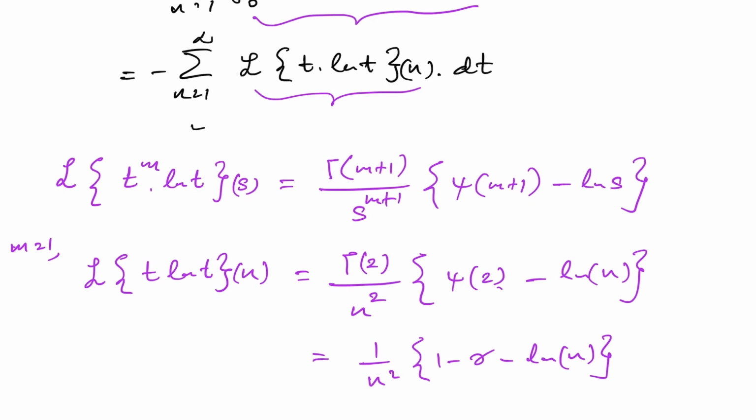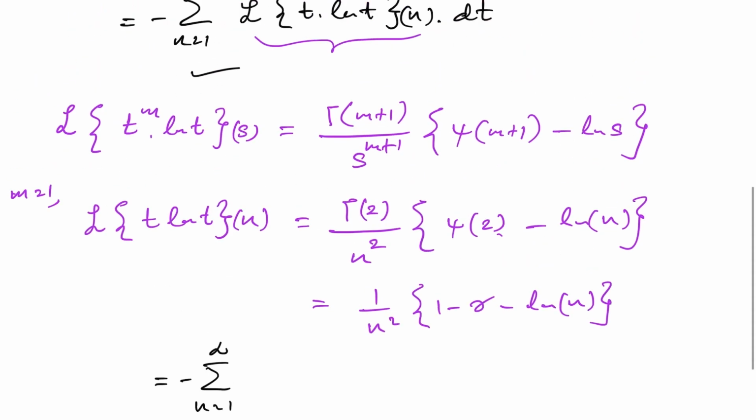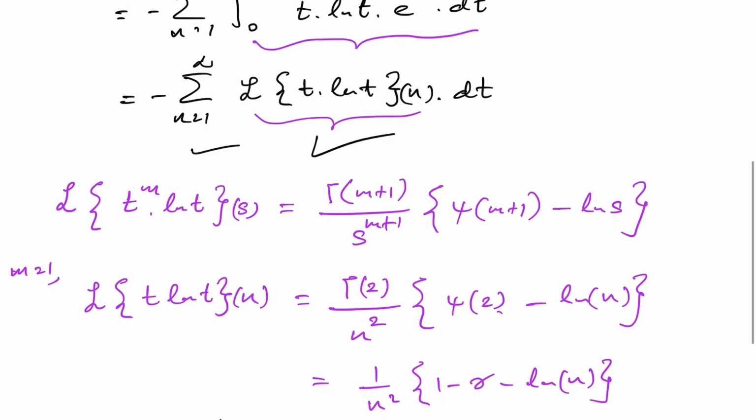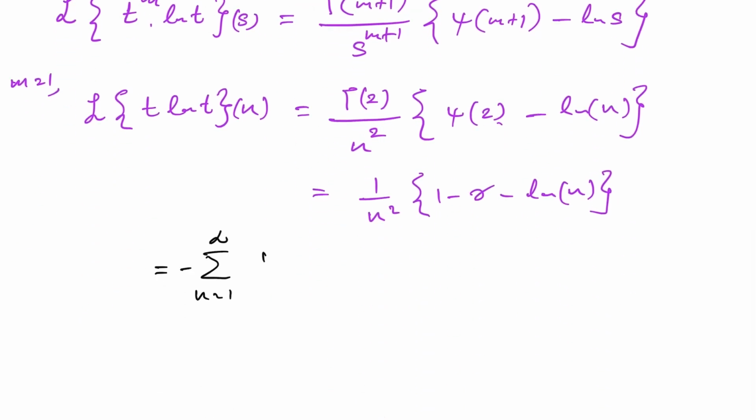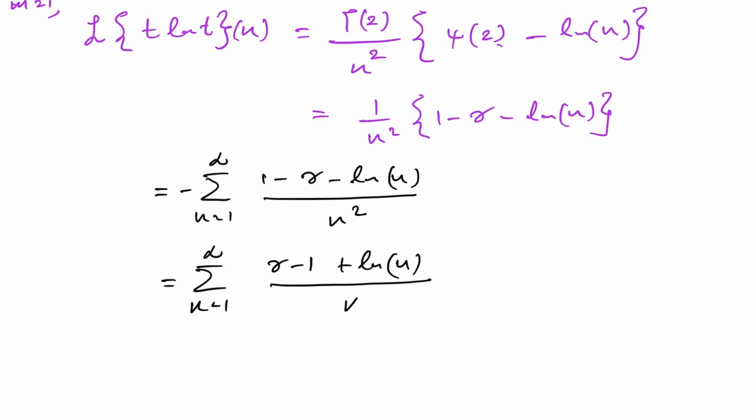Now here we have minus the sum from n equal to 1 to infinity of the Laplace transform of t times natural log of t. So we have 1 minus gamma minus natural log of n over n squared. Okay, then I am going to take the minus sign as a factor. So the sum from n equals 1 to infinity, then we have gamma minus 1 plus natural log of n over n squared.